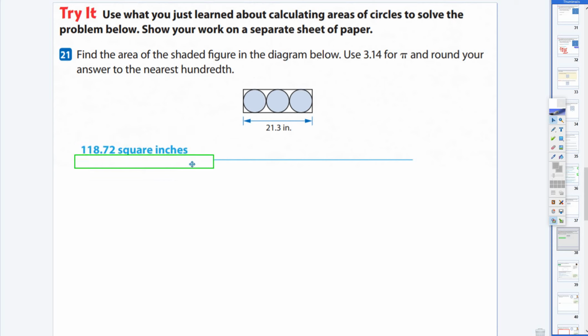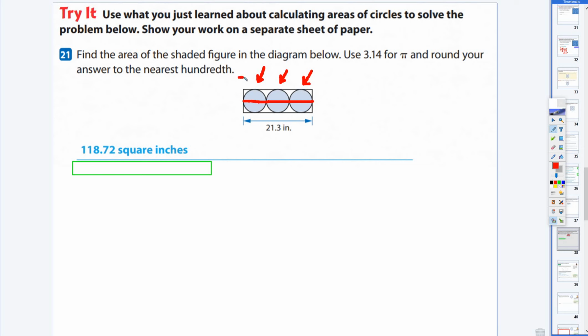Well, if you got an answer of 118.72 square inches, congratulations. You're understanding this. For those who did not, even for those who did, it's always good to review this, and I'm going to break this down step by step right now. So, let's start with the base here, 21.3 inches. That means the diameter of all of these combined is 21.3. And since there's 3 of them, 1, 2, 3, I'm going to take 21.3 and divide that by 3. Okay, and when I do that, I get 7.1.